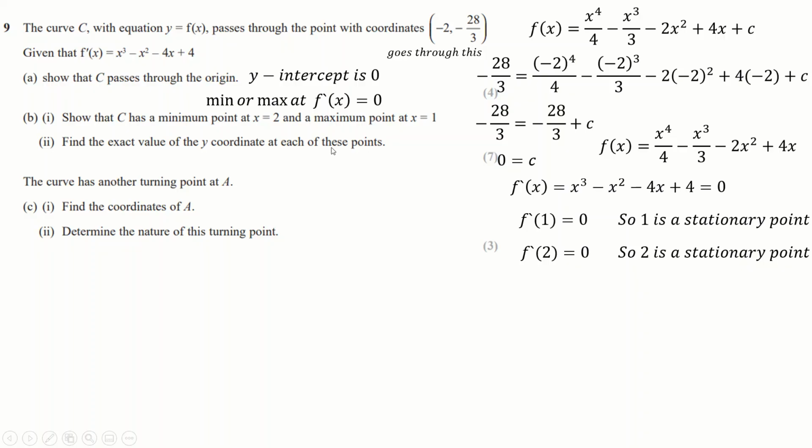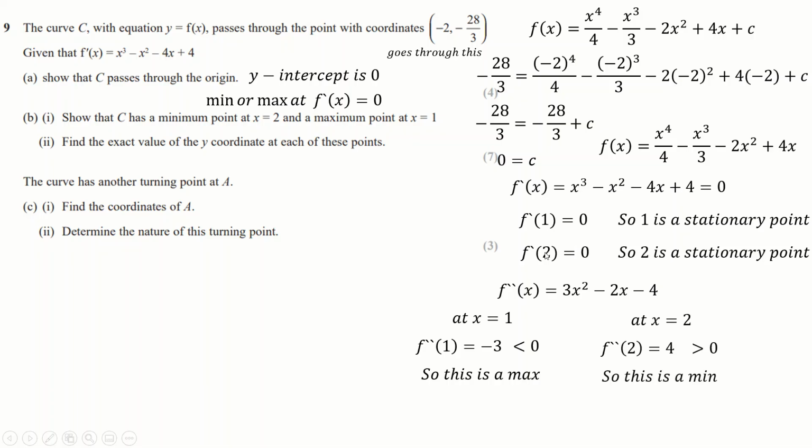Okay, so what type of stationary point are they, though? Well, I need to differentiate that again to find that out. So if I differentiate again, I get this. And now I put in x is 1, and I get this, which is less than 0, so that's a maximum. And then I put in x is 2, and I get this, and that's more than 0, so that's a minimum. So okay, that's all 7 marks.